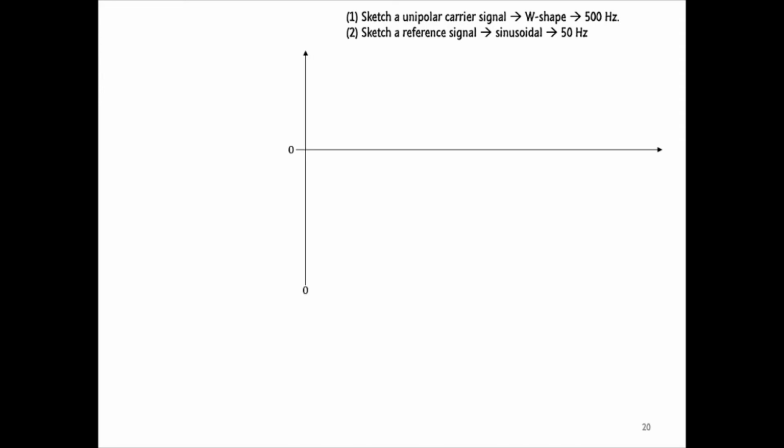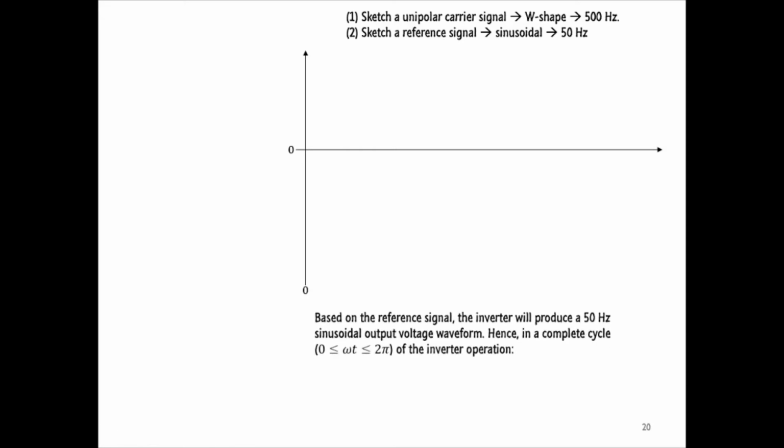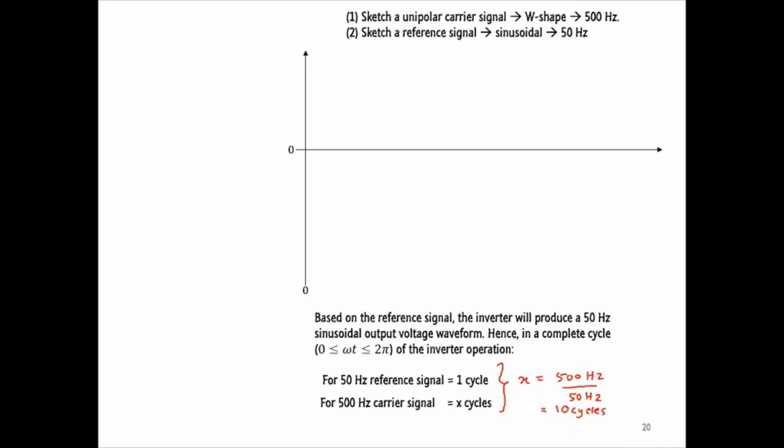First, we will sketch a 50 Hz unipolar triangular carrier signal and a 50 Hz sinusoidal reference signal. Based on the reference signal, the inverter will produce a 50 Hz sinusoidal output voltage waveform. Hence, in a complete cycle of the inverter operation, we will have one cycle of the reference signal. By applying a cross multiplication, we need to draw 10 cycles of the carrier signal.